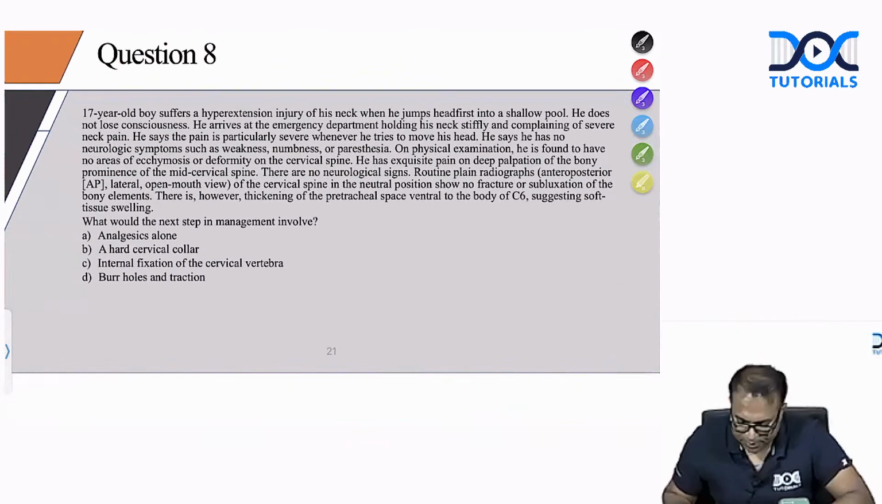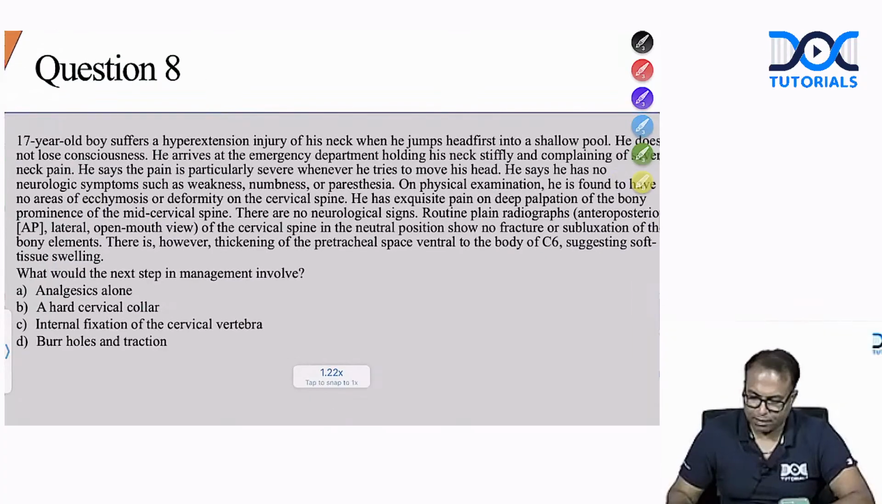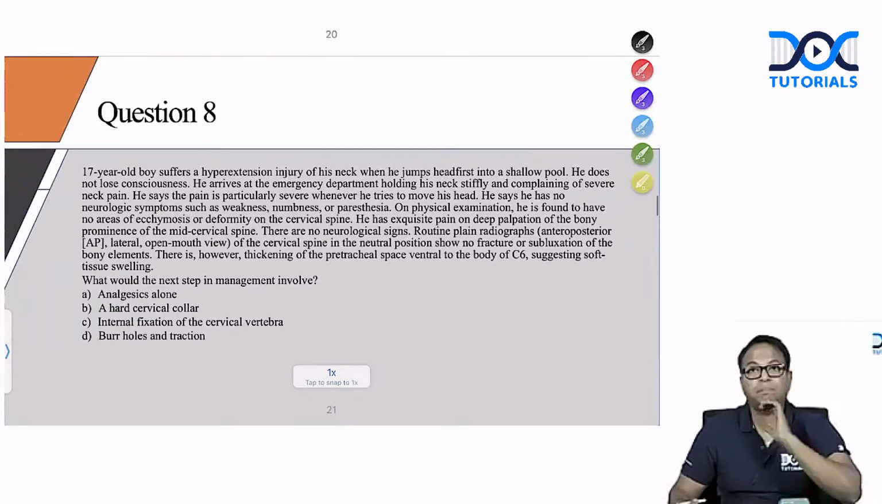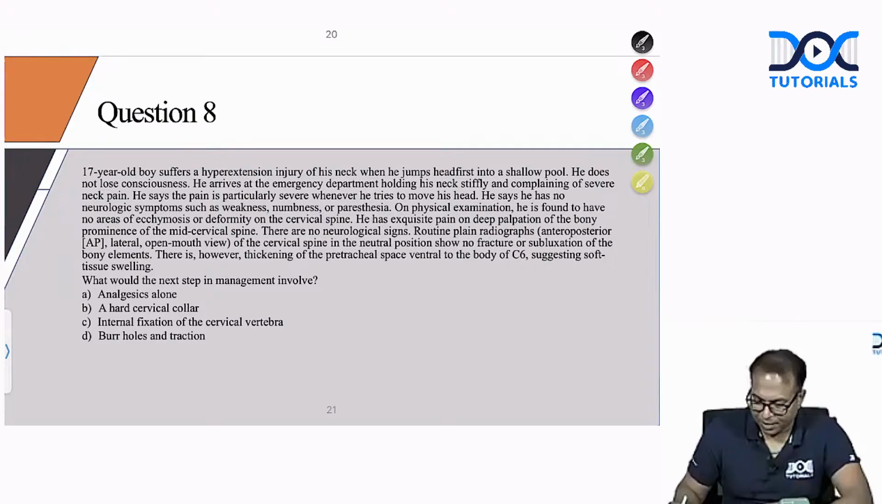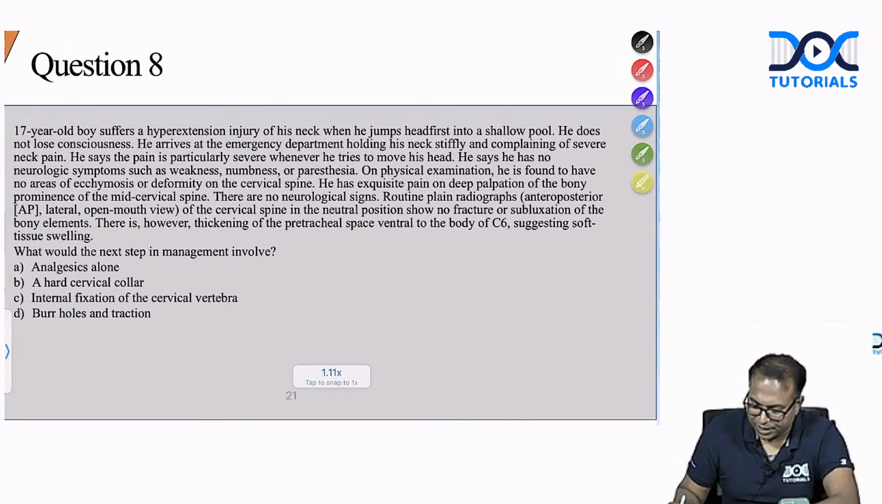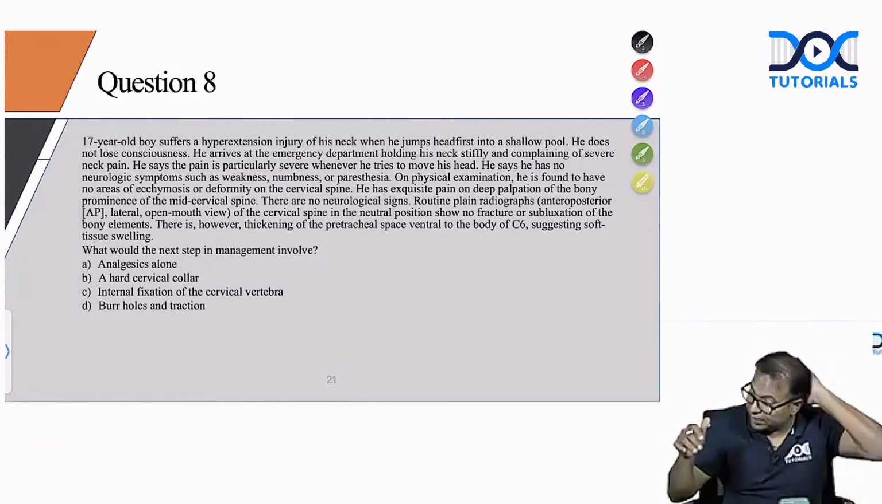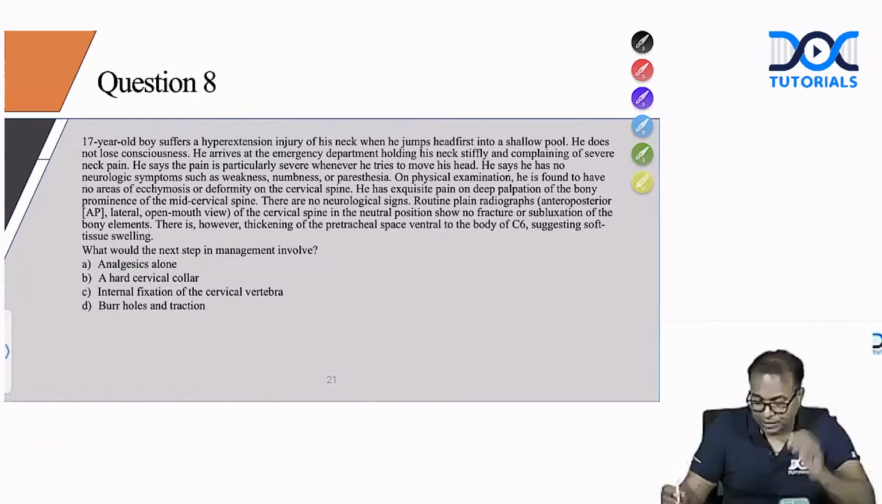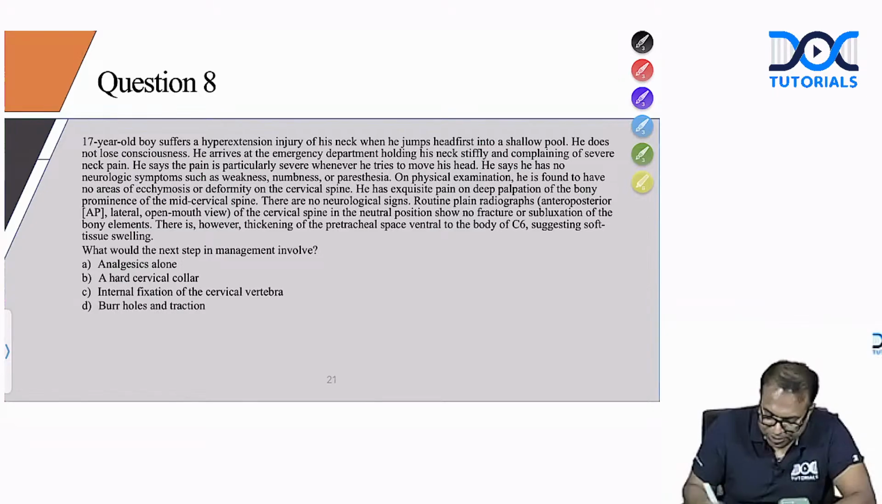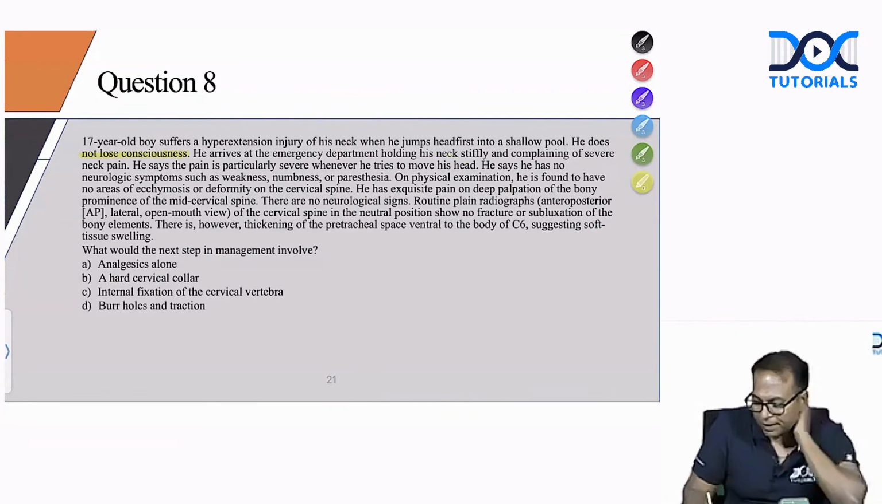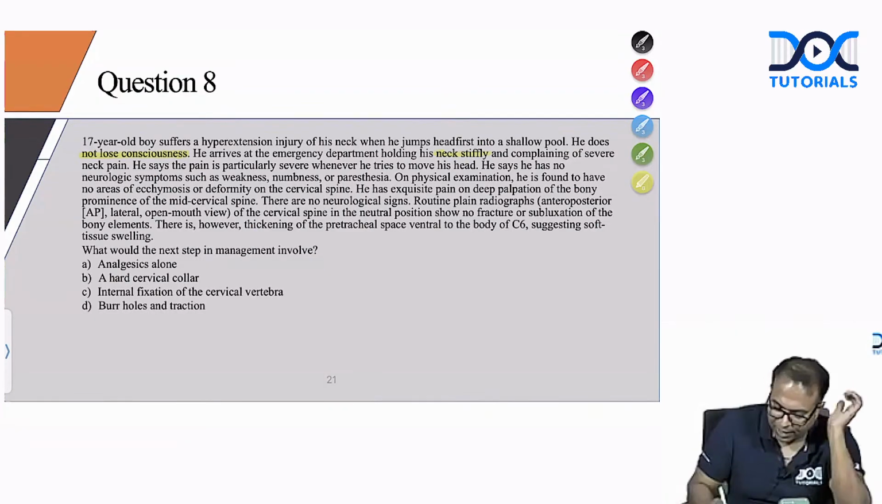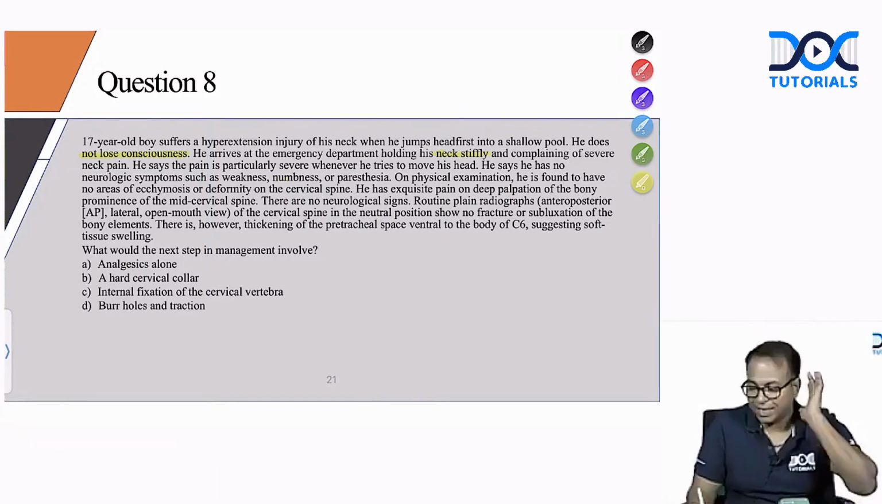Next, a 17 year old boy, see the question, it is a very big question. A 17 year old boy suffers a hyperextension injury of the neck when he jumps head first into a shallow pool. He does a dive, hits his head and gets an injury in the neck. He does not lose consciousness. He arrives at the emergency department holding his neck stiffly and complaining of severe neck pain. He says the pain is particularly severe when he tries to move his head.